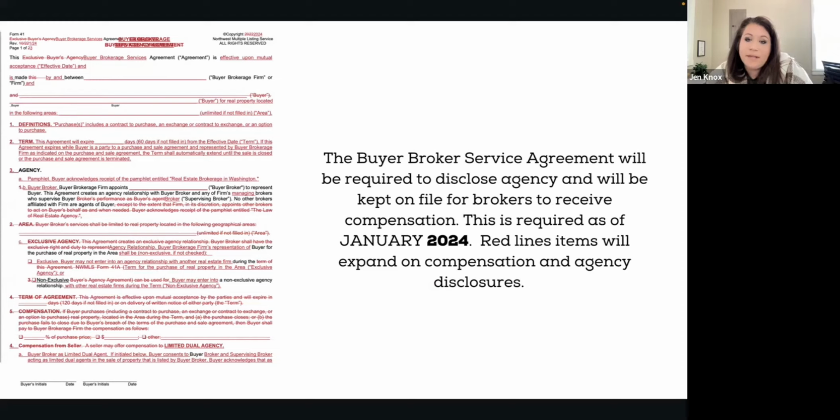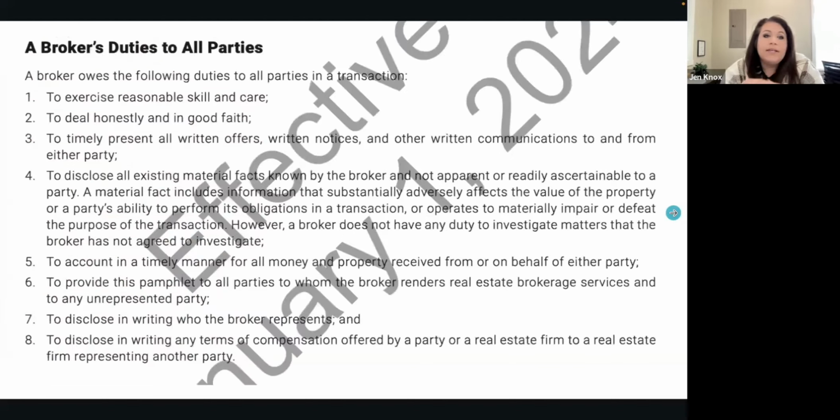It will not be implied. And we're going to have to keep all of these agreements on file. The red line items we will go over another time with another class. And then coming up in the next 30 days is going to be how to talk to your clients about this, different ways we can approach these.